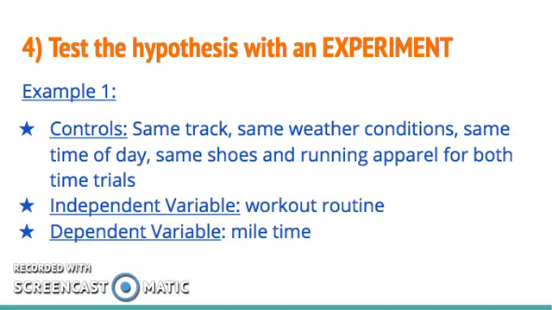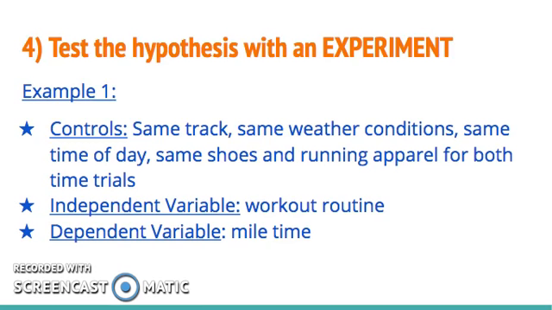So for the control of this experiment, I want to make sure that I run on the same track. I have the same weather conditions, so if it was bright and sunny and 70 degrees, it needs to be bright and sunny and 70 degrees for my second trial. It needs to be the same time of day, so if I run in the morning for the first trial, it needs to be in the morning for the second trial. I need to run in the same shoes and running apparel for both time trials. So those are my controls. Those are what are going to stay constant in both experiments.